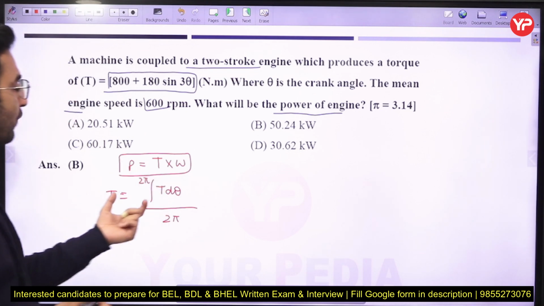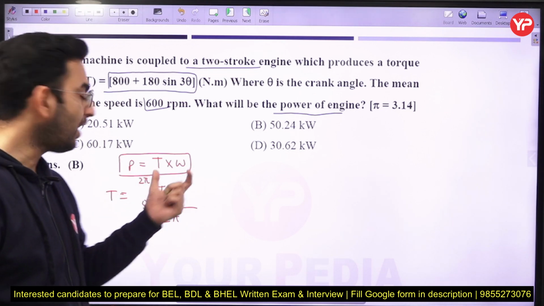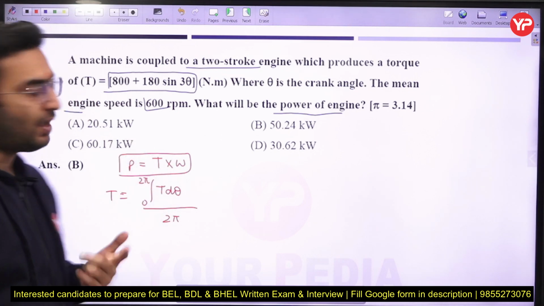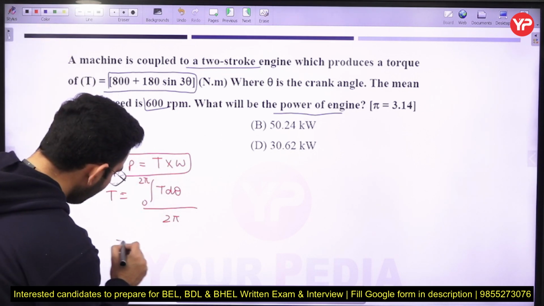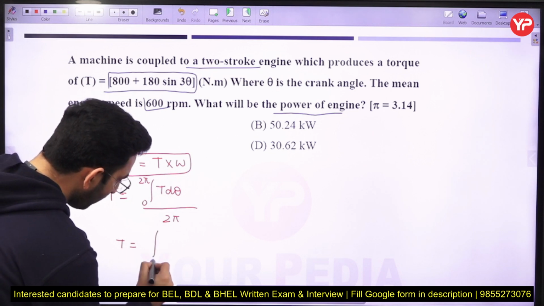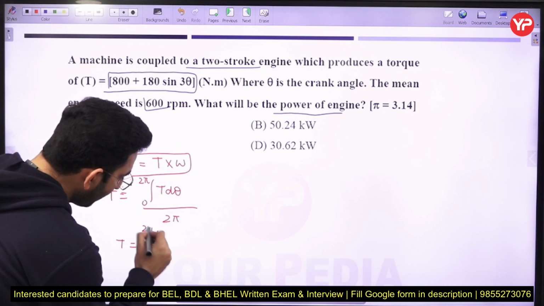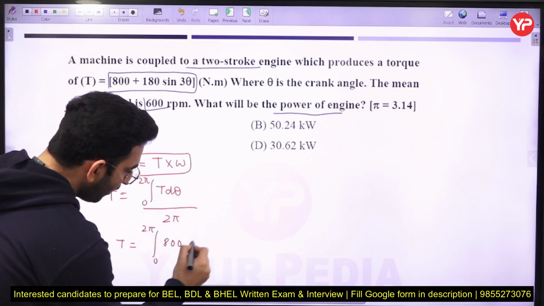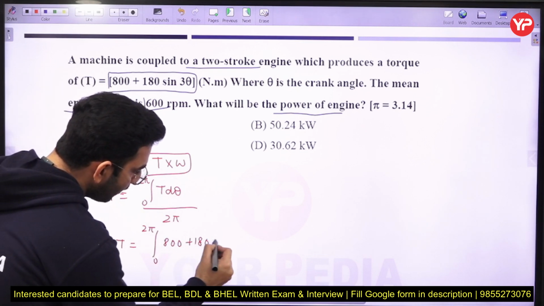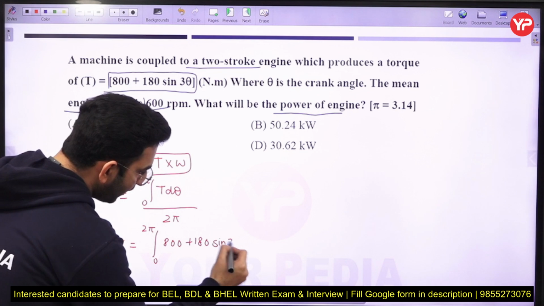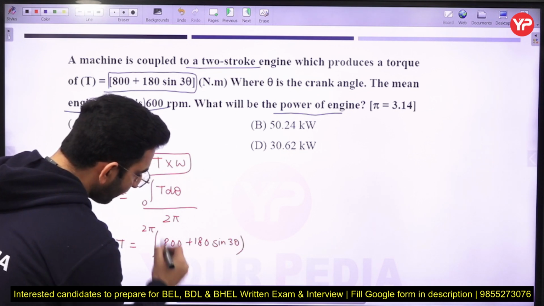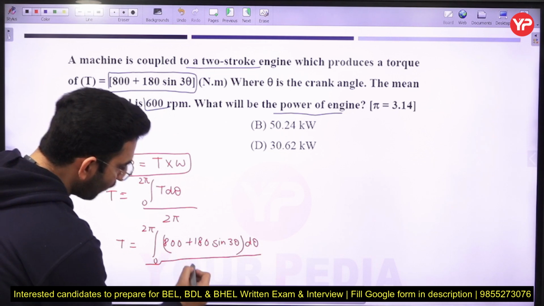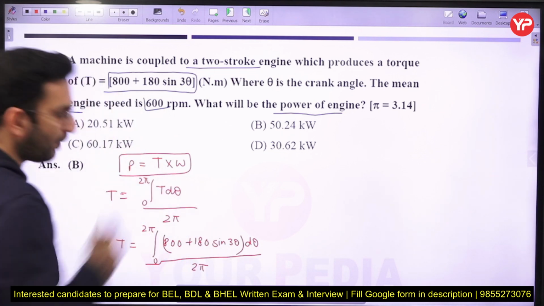Okay, so you have to perform the integration from 0 to 2 pi, then you have to calculate the value of the mean torque, and then you have to calculate the value of the power itself. So here you can see, if you put all the values into this expression, you will find 800 plus 180 sine 3 theta. So this will be the torque here, and correspondingly the period is 1 by 2 pi.